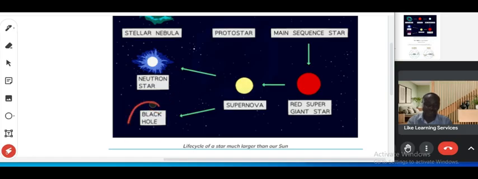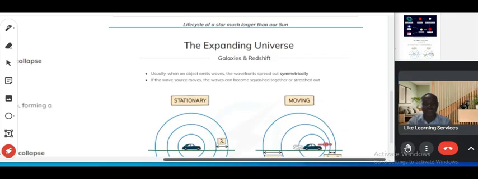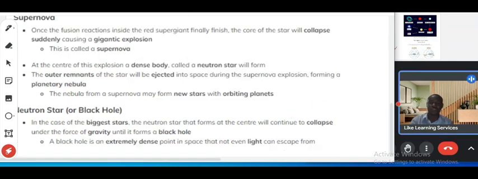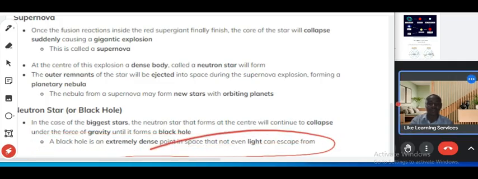And that is how the name black hole comes from. It doesn't even allow light to escape from it. And every other object that gets close to a black hole is trapped, because nothing can escape a black hole. So it just gulps up whatever comes across it, including light. So a black hole is an extremely dense point in space that not even light can escape from. And that's where it gets the name black hole.